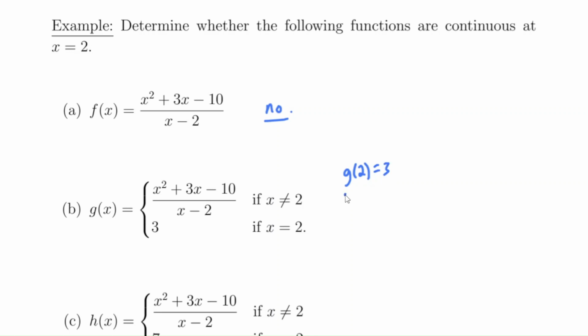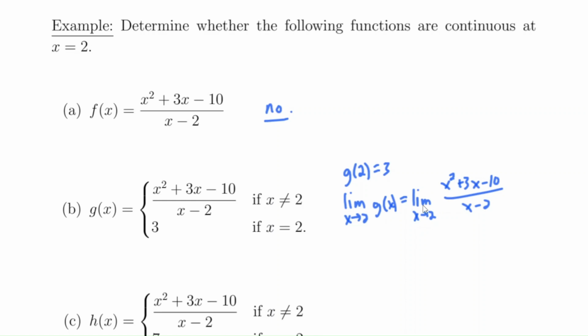Okay, so the question is, what about the limit as x approaches 2 of g of x? Does that exist? Well, what's the limit as x approaches 2 of g of x? This will be the limit as x approaches 2 of x squared plus 3x minus 10 over x minus 2. Now, you might think, well, why was it equal to that? I thought g of x is not this. g of x is this whole function here.